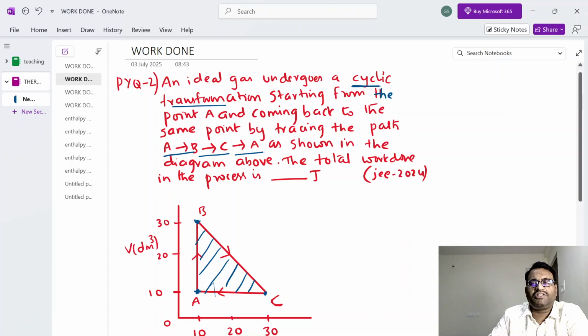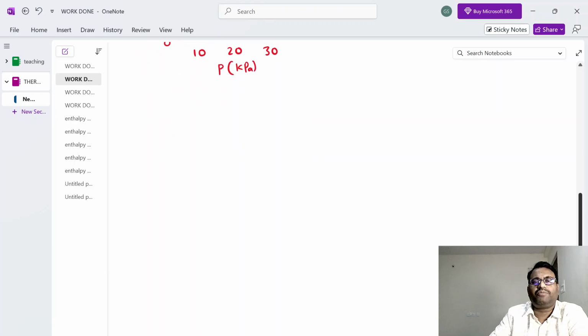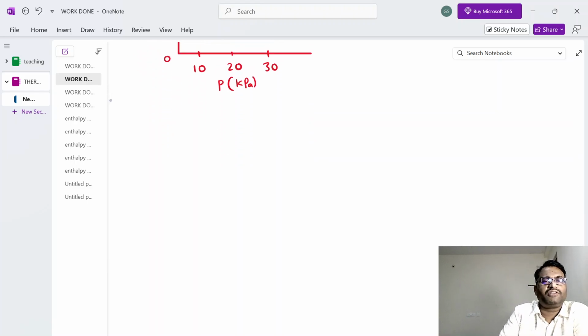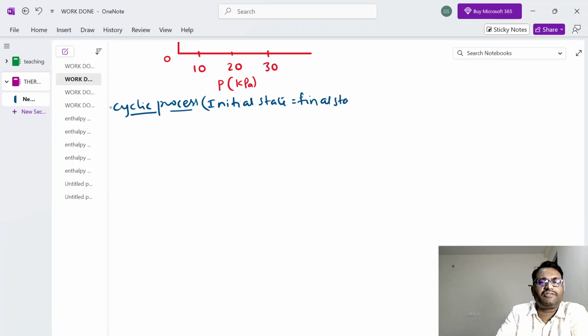So what type of process is this? This is called a cyclic process. So what is a cyclic process? A cyclic process is one in which the initial state of the system is equal to the final state, right?